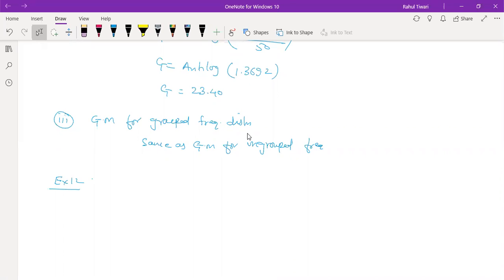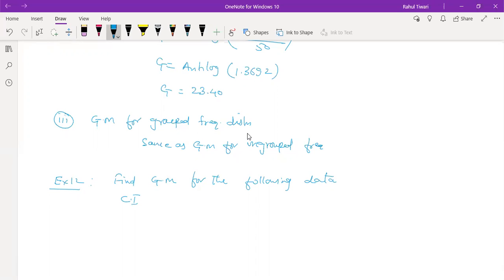Example number 12. Find GM for the following data. So see, these are all the same, so that's why I'm not writing. Okay, everybody understood? Same as GM means where they have to go. Okay, so if you have any question, then let me know.